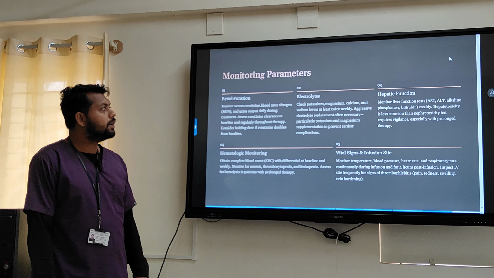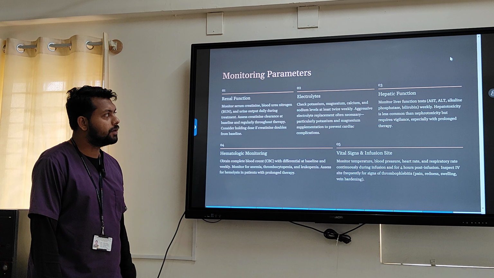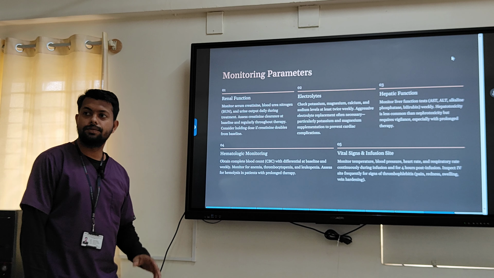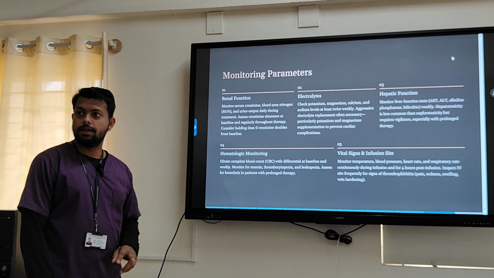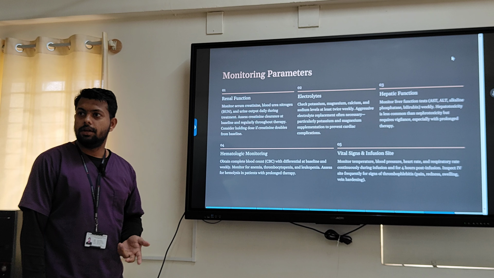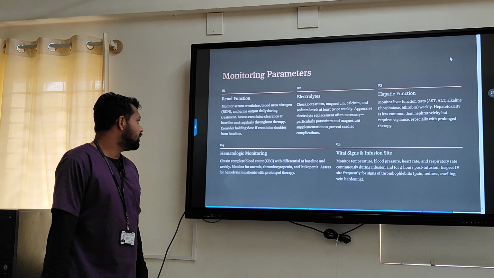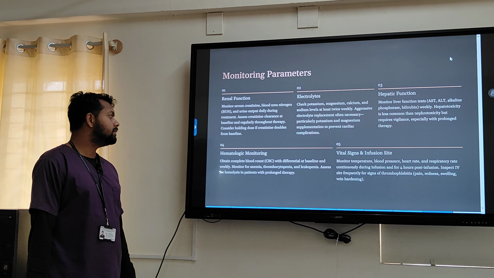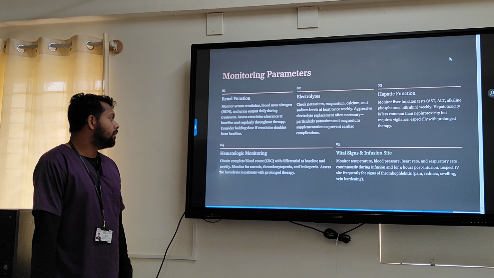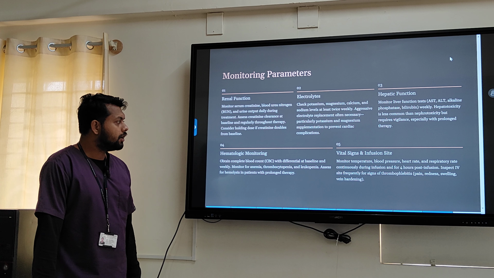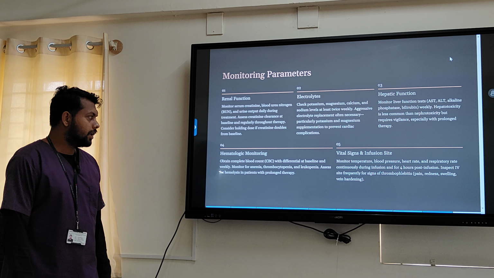Then hepatic function, that is monitored by liver function tests, AST, ALT, alkaline phosphatase, and bilirubin weekly, because biliary excretion is also there, so if any abnormality is there, then drug accumulation might be possible. That's why hepatic function is measured. Then hematological monitoring, that is CBC with differential at baseline and weekly. Monitor for anemia, thrombocytopenia, and leukopenia. Assess for hemolysis in patients with prolonged therapy.